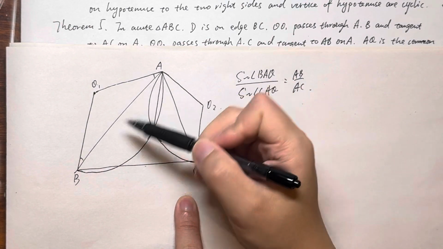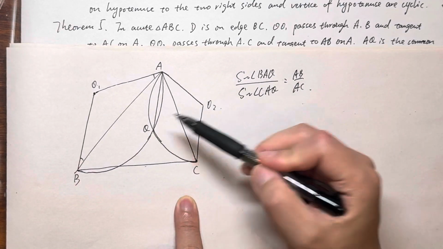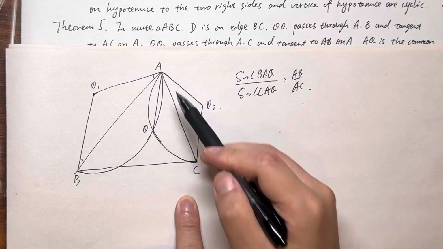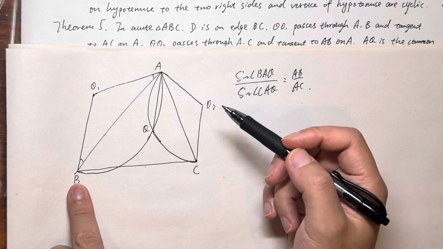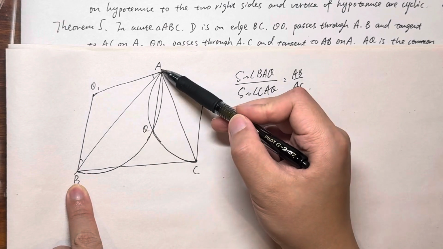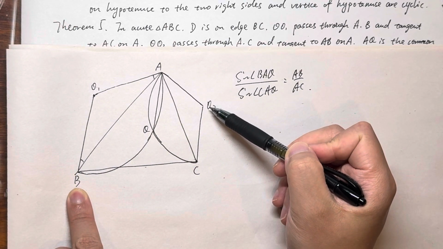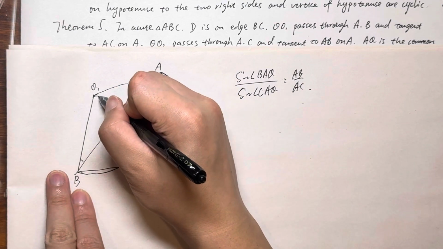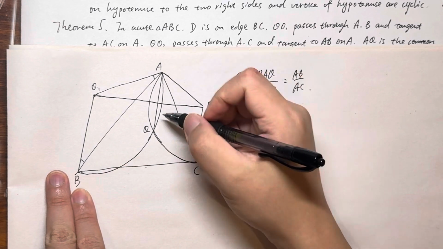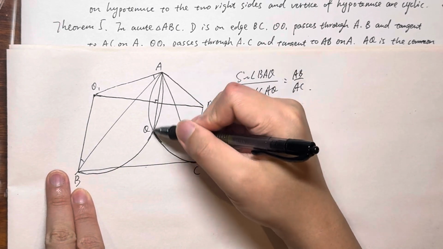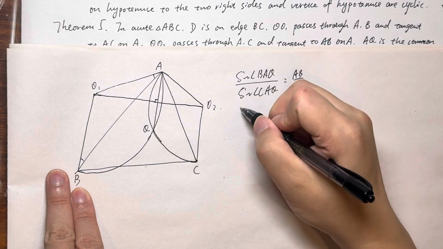And look at here, we want to prove the relationship between sine angle BAQ and sine angle CAQ. We need to know what these angles are, right? The problem only tells us that O1A is perpendicular to AC and AB is perpendicular to AO2. So if we connect O1, O2, then we know that AQ is perpendicular to O1O2, right?